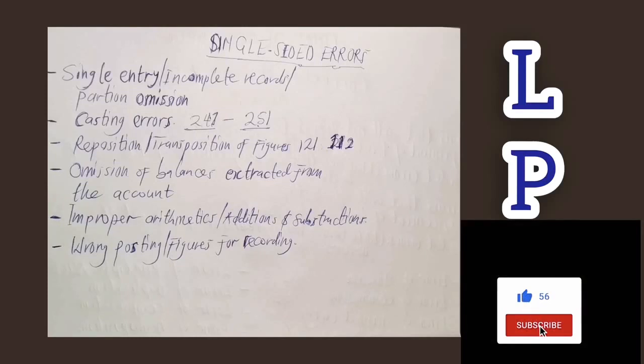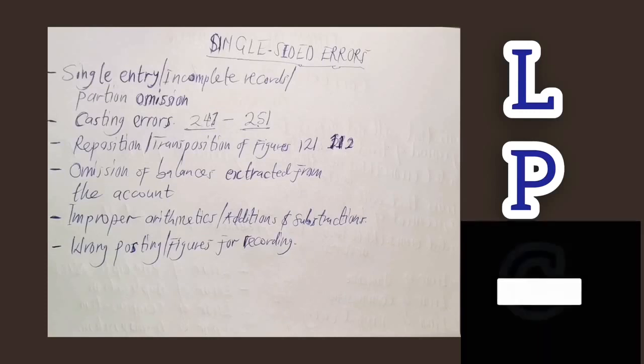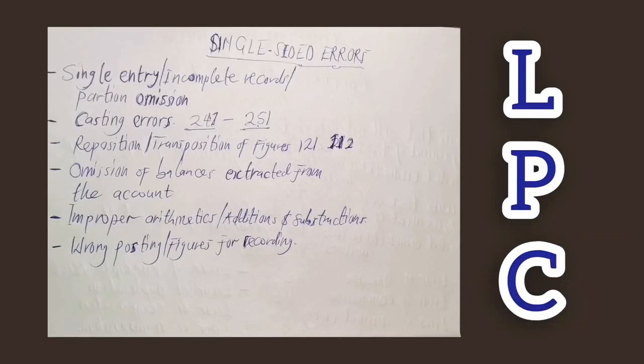Alright? So here the debit side is omitted. If it were a credit, the credit side is only omitted. Keep it at the back of your mind, I'll repeat again, that with all the single-sided errors, one thing you need to understand is that it is a one-sided error. One part of the account, or one part of the double entry, is omitted. And when it happens like that, it becomes a single-sided error, whatever the name, it still becomes a single-sided error. So let's take note of that.